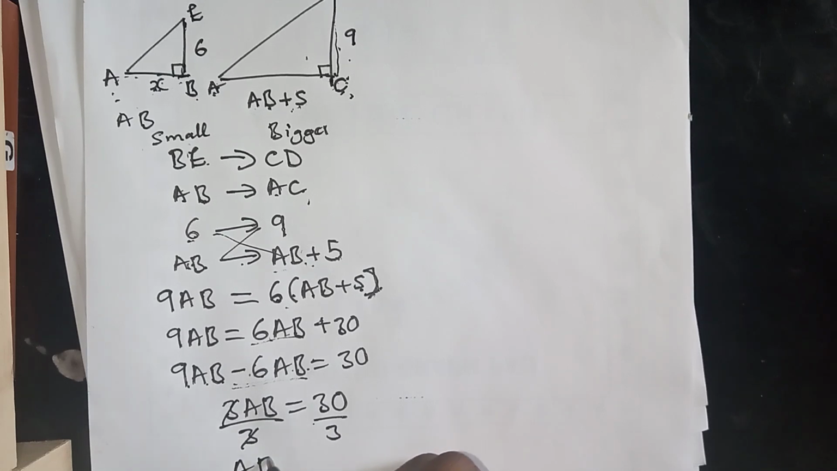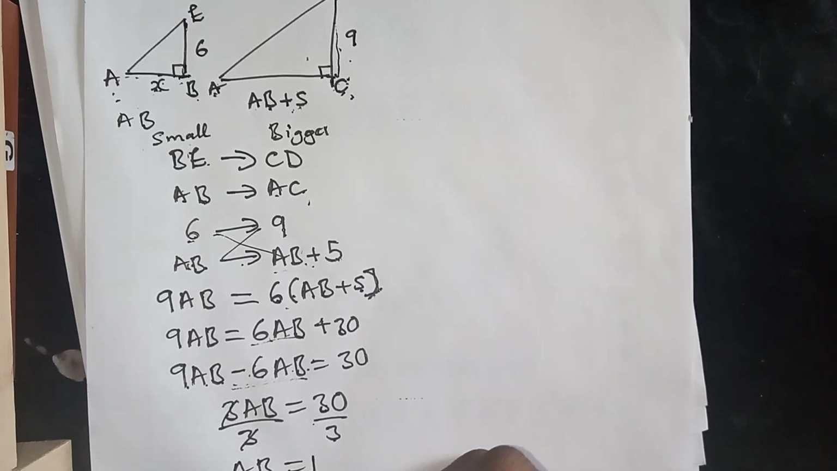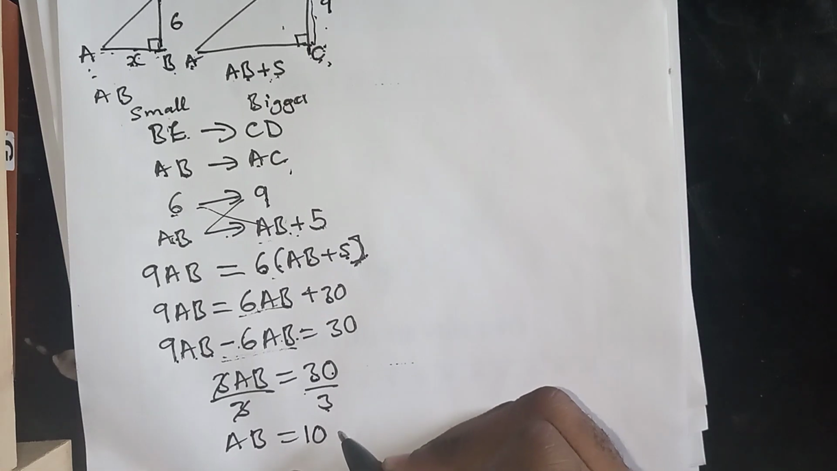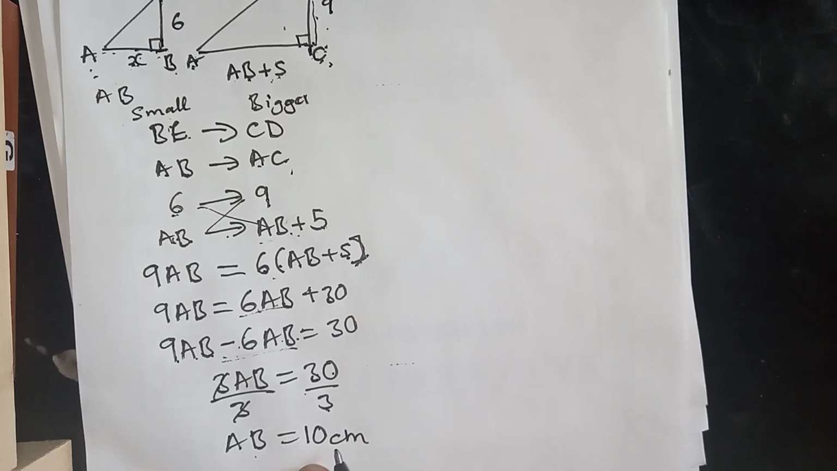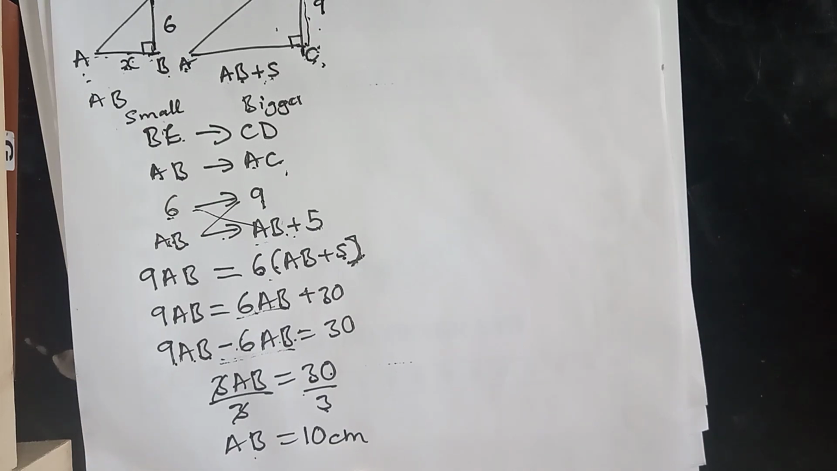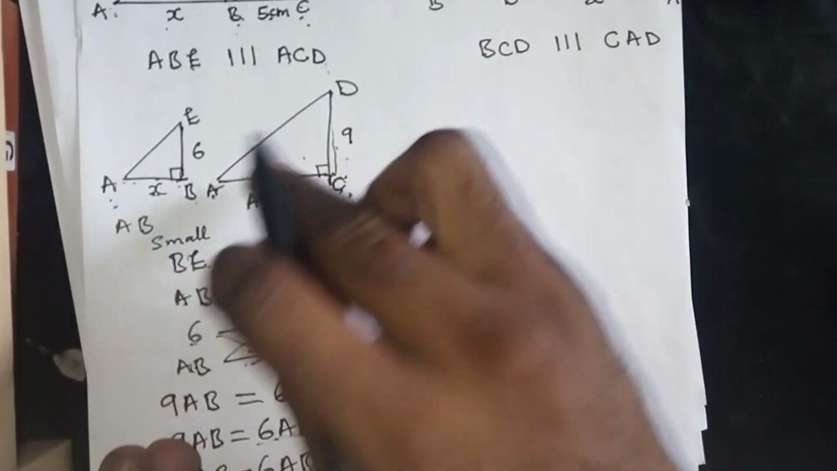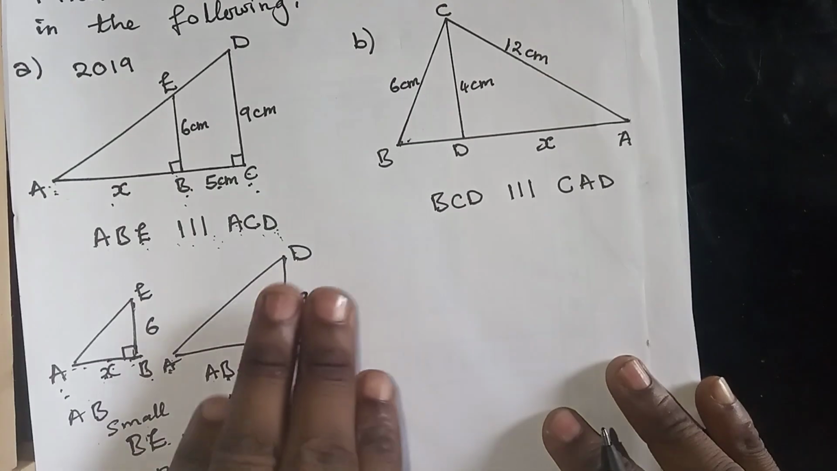So that your AB is equal to, 3 into 3 is 1, 3 into 0 is 0. Do not forget the units at the end. So AB is equal to 10 centimeters and you are done. So once you separate them, the rest is porridge. Let's try the next one.